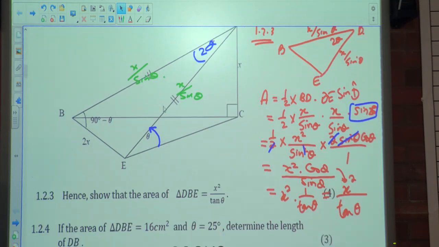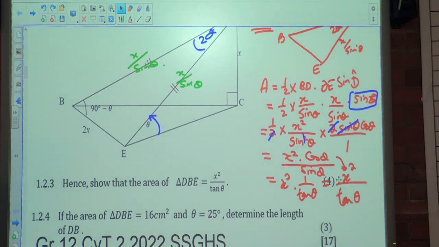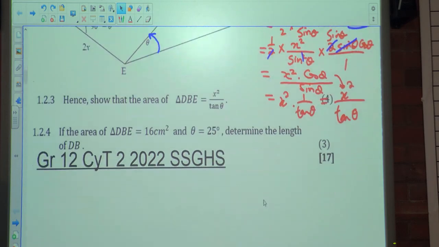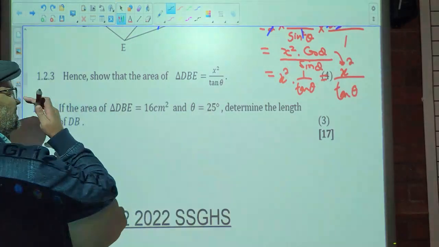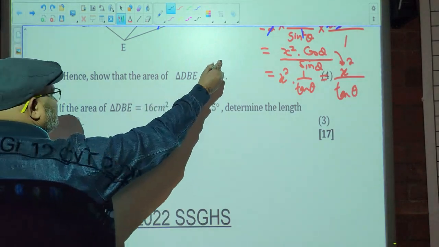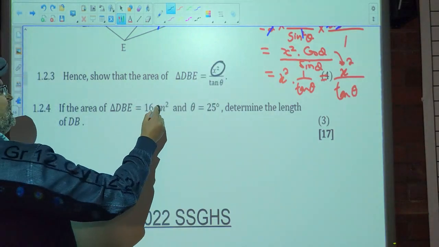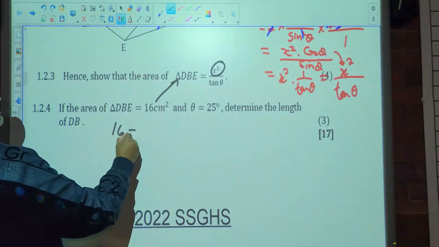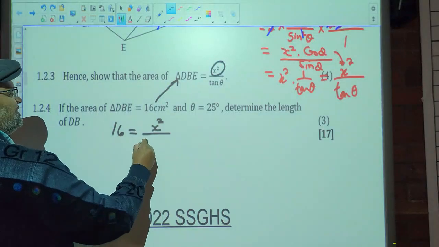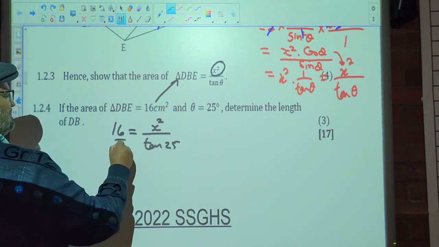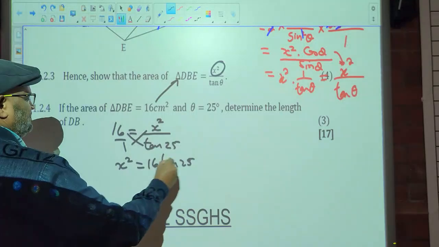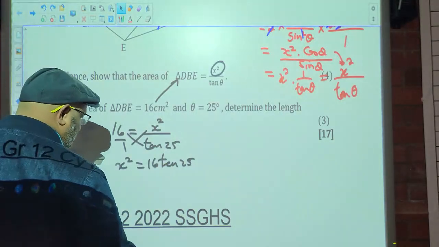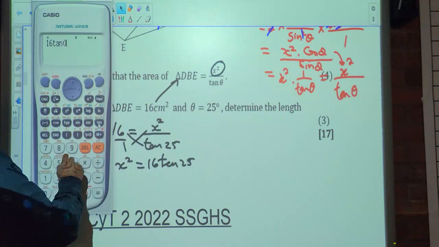What is omitted? Is x omitted? Yeah. So in other words, with this information here, I could actually calculate x. Because BD is 16, 16 is equal to x squared over tan 25, naturally over 1, so I cross multiply. So x squared is equal to 16 tan 25. So I work that out, 16 tan 25.